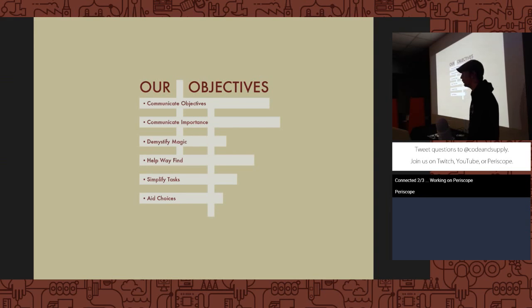And then communicating importance, right? Maybe you've got five or six things on the place where the person is. A lot of times you need to figure out what's the most important thing here. And if you're trying to communicate too many important things, maybe there's just too many things going on on that page or in that interface or whatever it is. We need to demystify magic.